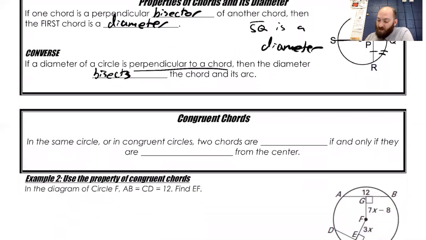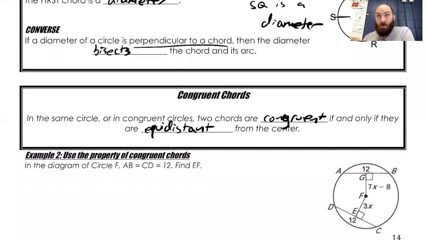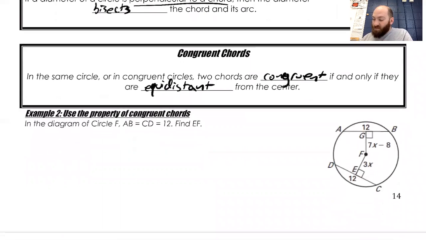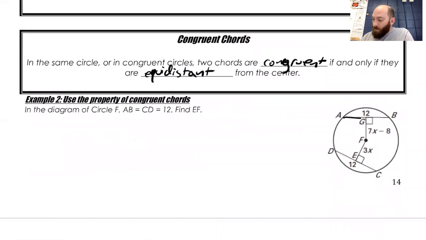Congruent chords in the same circle or in congruent circles. Two chords are congruent if and only if they are equidistant from the center. You remember when we talked about equidistant in our first lesson? That means they are the same distance. So in this diagram, that chord is 12 and that chord is also 12. What that means is this and this are the same distance from the center.